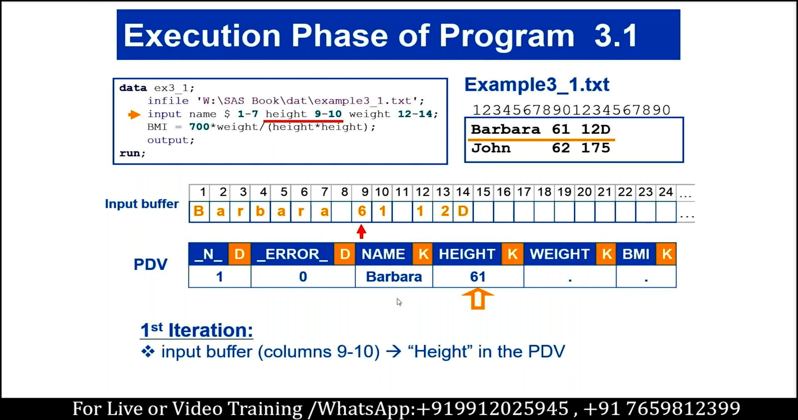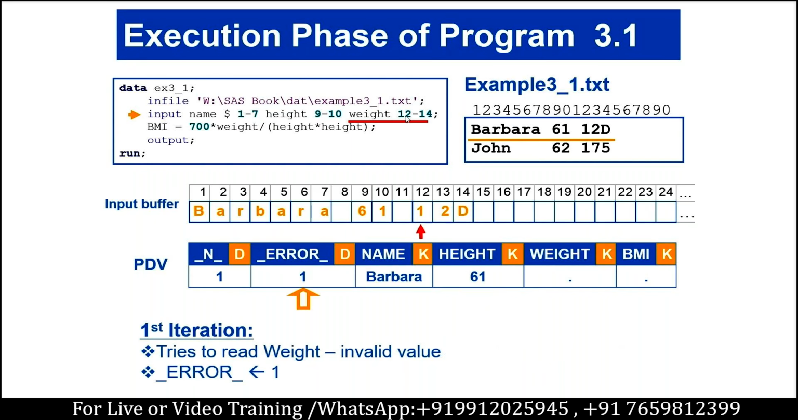Next, height. Guys, as of now, _error_ is 0 only. But once the SAS cursor reaches the weight, _error_ is going to be 1. Why? Because we have invalid data for weight in the 12 to 14th position. Am I right? Weight is a numeric variable, but there is a character, which is invalid numeric data. So weight is missing, as we have no data.